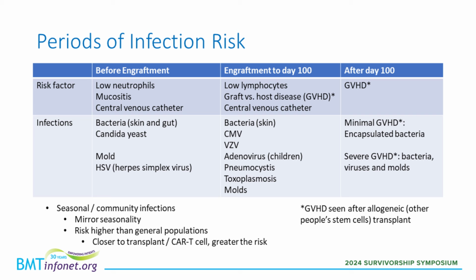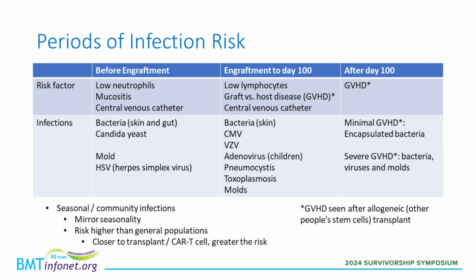That's when you get the ulcers in your mouth and in your intestinal tract from the chemotherapy. And oftentimes you have what's called the central venous catheter. So that's the big catheter that goes into a vein in your neck or under your collarbone. So with these risk factors for infection, the types of infections we tend to see are bacterial infections due to bacteria that grow on our skin and in our gut, as well as the Candida yeast.